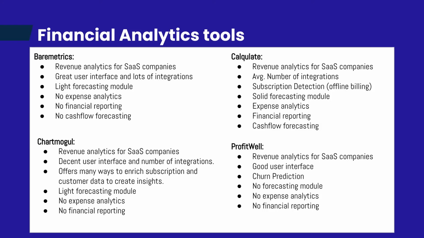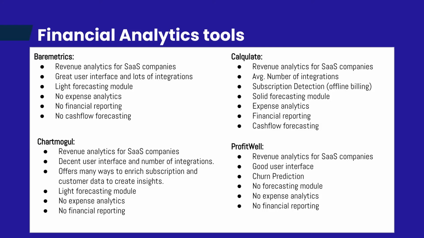And then lastly here's Calqulate. So Calqulate, when it comes to revenue analytics, is very similar to Baremetrics, for example, and it has a good number of integrations. Calqulate has an integration to QuickBooks and Xero, etc., to produce that subscription data from the offline billing data. So you get a complete view in the hybrid situations or enterprise SaaS situations. You get a complete view for your SaaS metrics.